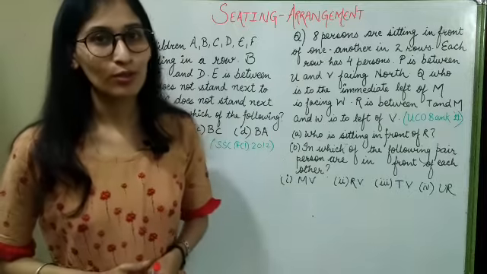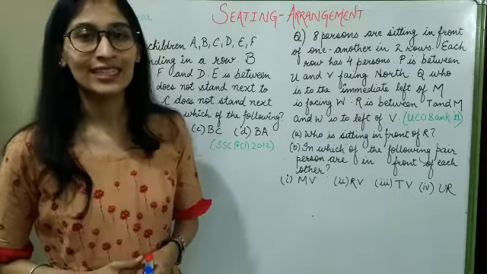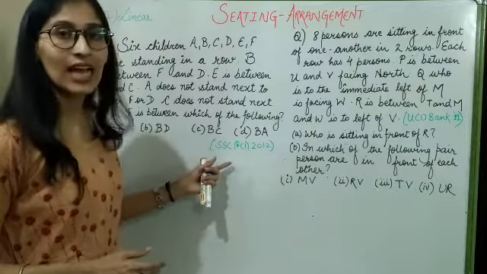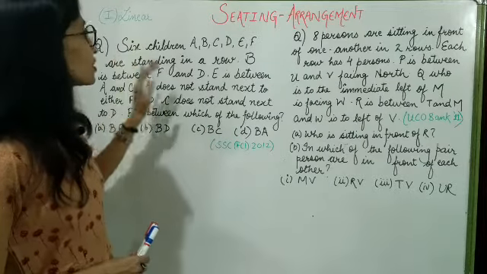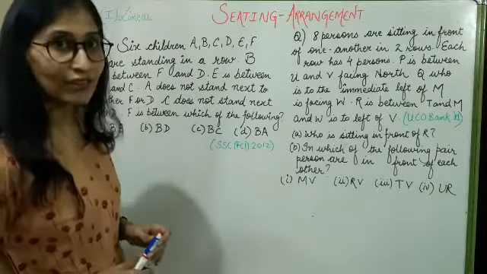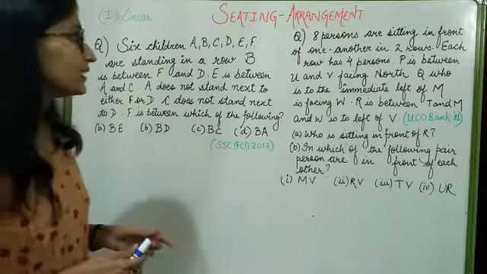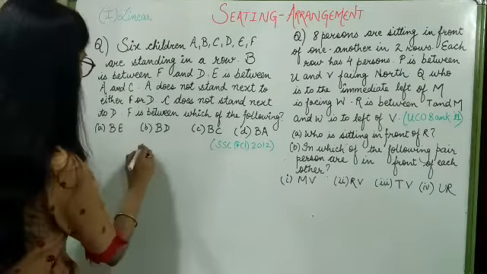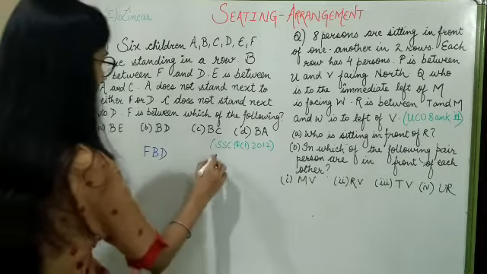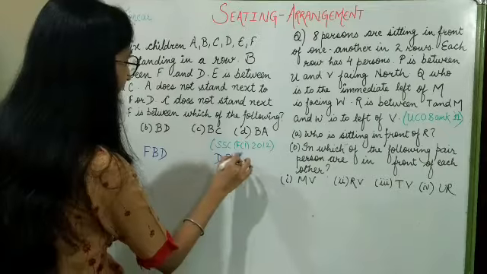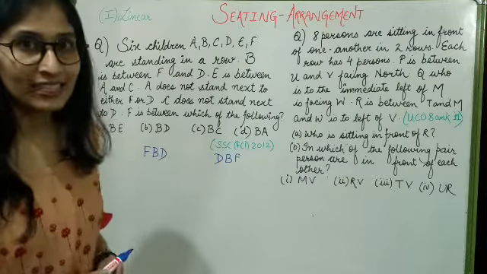Now let's solve some more questions of previous year exams to make your understanding more clear. This is the question that has been asked in SSC 2012. Question is, 6 children A, B, C, D, E and F are standing in a row. B is between F and D. So the order can be either F, B, D or D, B, F. In both the cases, B is between F and D.